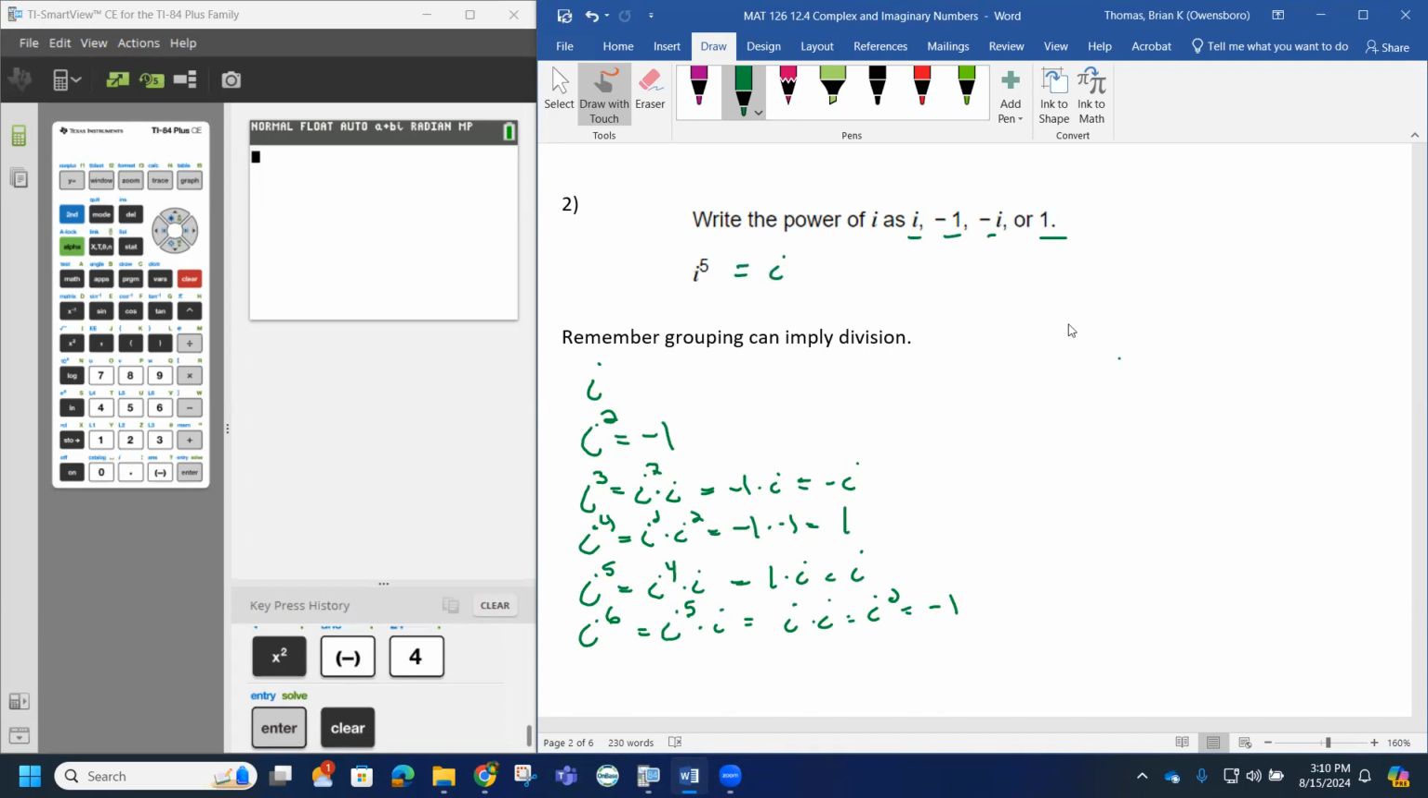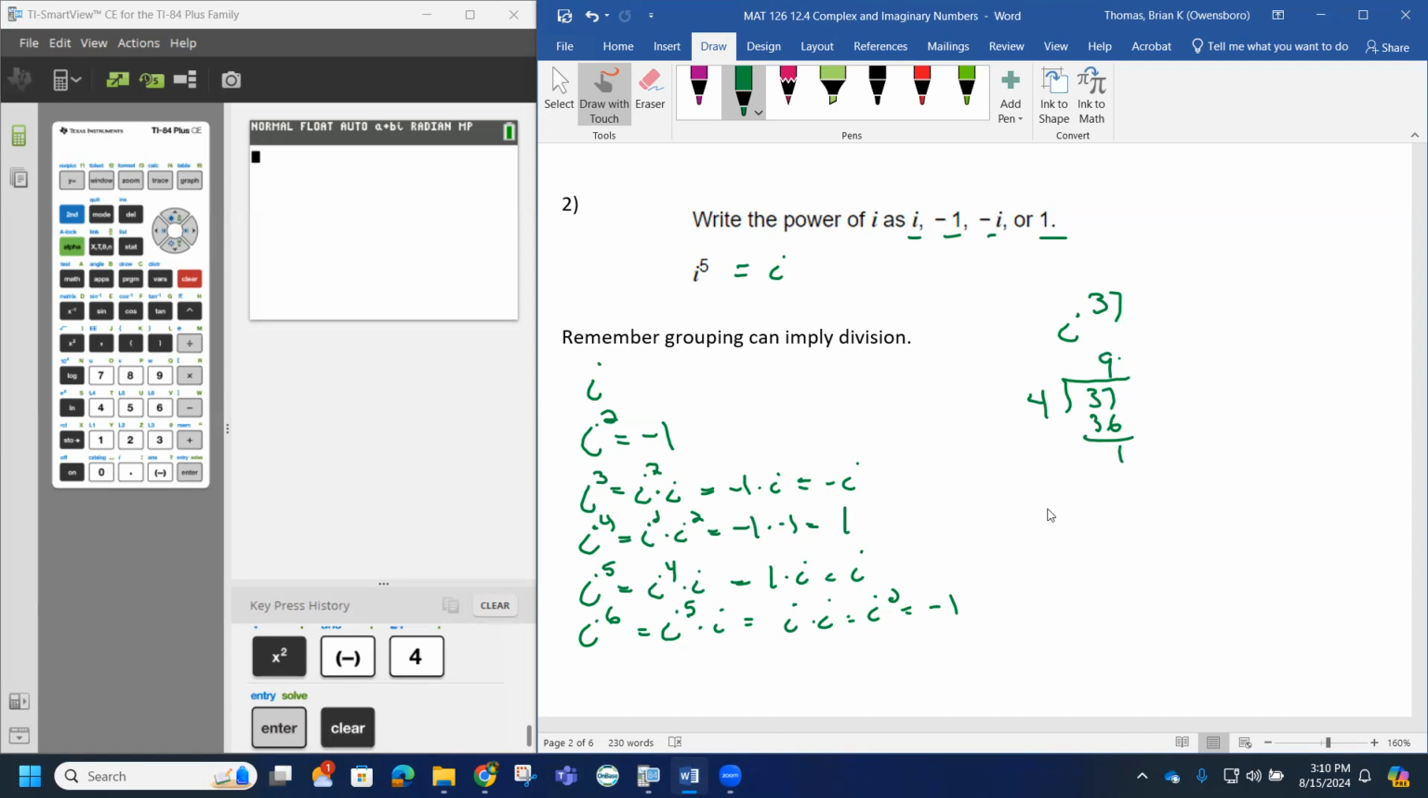Now, suppose I had, say, i to the 37th. What I can do is use division and see how many groups of i to the fourth we have. If we can break it down to these here, we know i squared, i cubed, and i to the fourth. Let's see where this takes us. So if we do 4 into 37, 4 goes into 37 about 9 times. 9 times 4 is 36 with a remainder of 1.